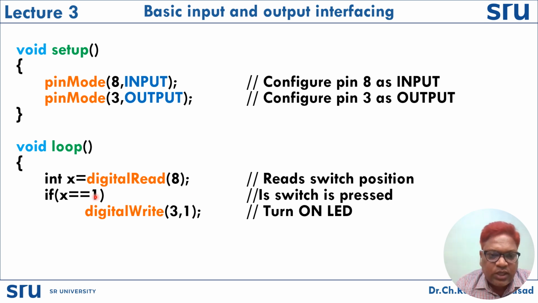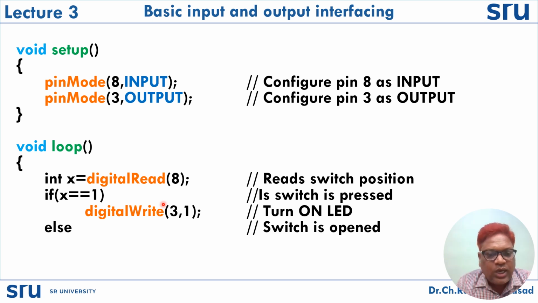But suppose this condition is not satisfied, that means x is equal to 0, but I am checking for x equal to 1. That means the switch is not pressed. When the switch is not pressed, this function will not be executed. It will go to the else condition. The else condition is nothing but x having 0, and x having 0 is nothing but the switch being open.